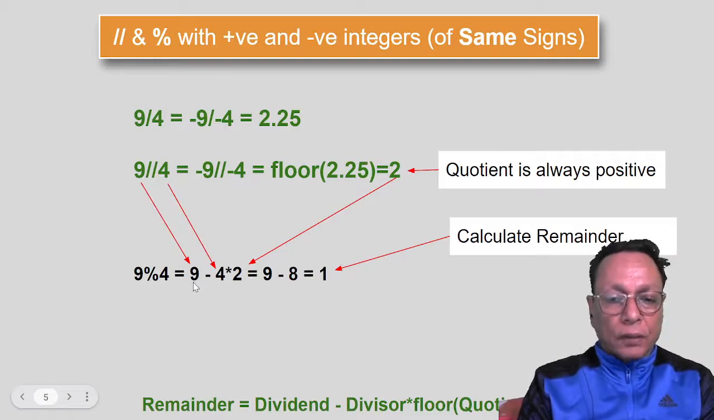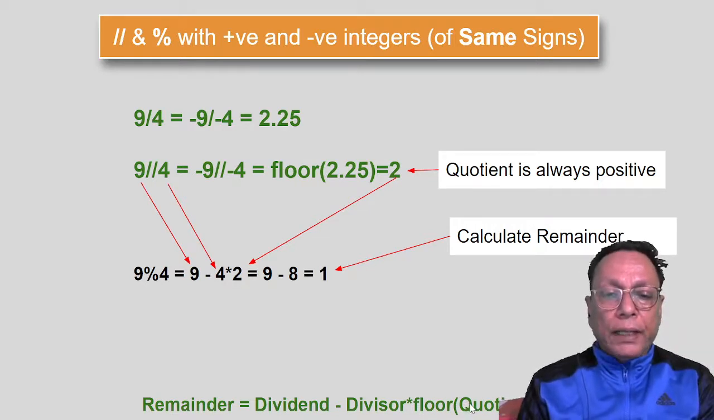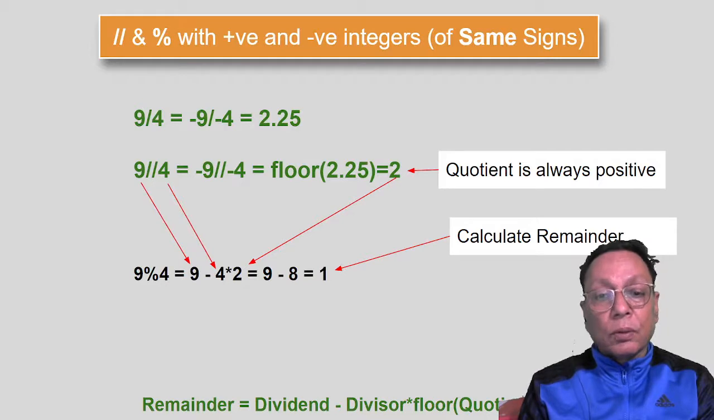Dividend, this is the formula. Remainder is equal to, this is the relation, dividend minus divisor into floor of quotient. So 9 is the dividend minus 4 is the divisor multiplied by 2. What is 2? 2 is basically the quotient, the floor division quotient.